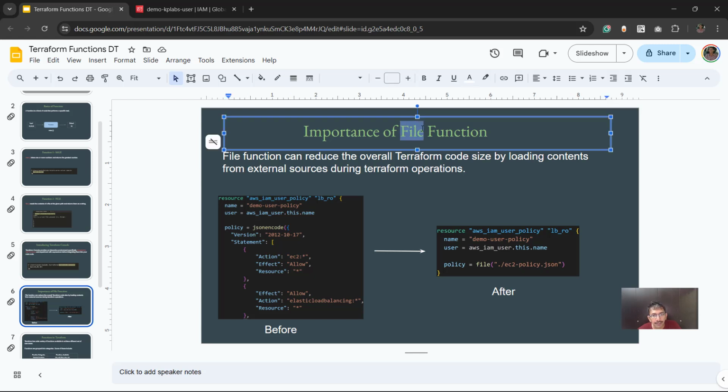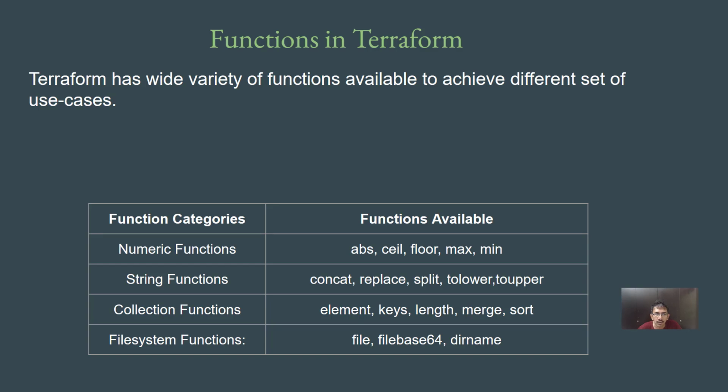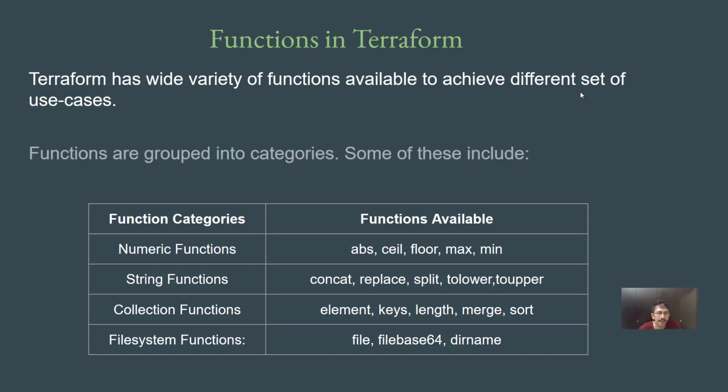Now, similar to the file function, there are a lot of functions that are available. Each one has its separate kind of use cases. At a high level, we have to keep a note that Terraform has a wide variety of functions available. Each function has a separate use case. HashiCorp has grouped functions into multiple categories. So you have numeric functions, string functions, collection functions, and so on. These are high level categories, and in each category, there are multiple functions available. Let's also explore this from a documentation perspective.